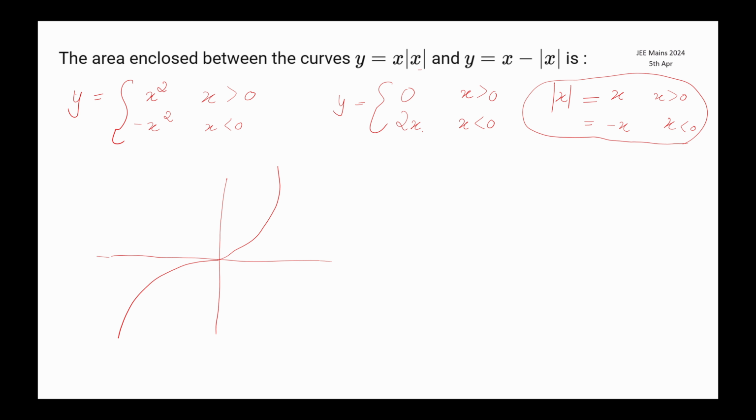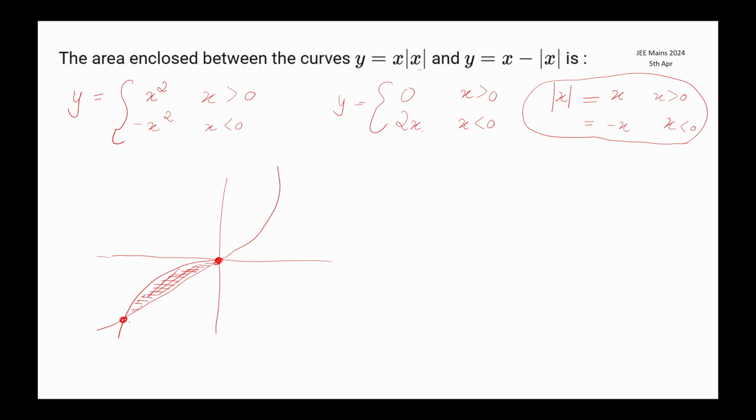I hope you are understanding how we are getting this. Now for this one, x less than 0, we have y equals 2x. So this curve would of course pass through the origin, and we would have a curve like this, a straight line. y equals 2x is a straight line, and this is our curve. Now we have to find the area enclosed between the curves. So this is the area that is enclosed between these two curves. This is what we have to find.